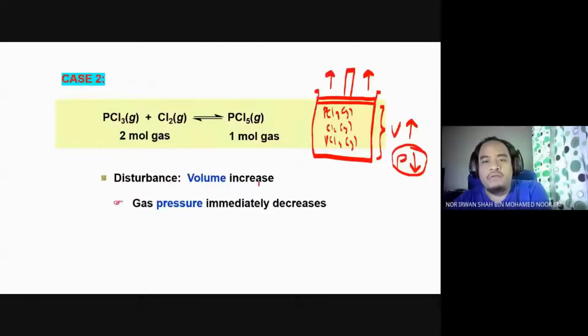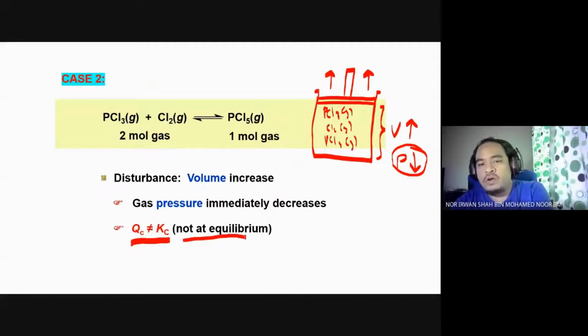So what happened when the volume is increased? The gas pressure immediately decreased due to the increasing volume. So this is the disturbance. Since the gas pressure is decreasing, in this case QC is not equal to KC, and that's why the system is no longer at equilibrium. And what will the system do?